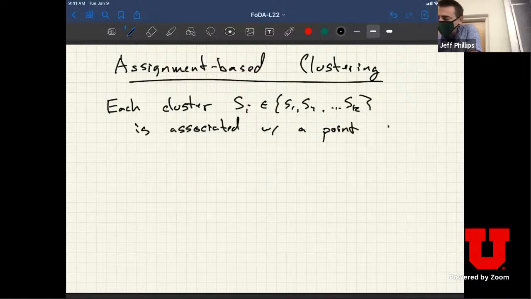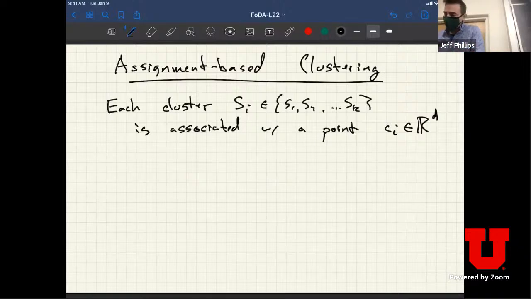I'll call this point c_i, and this will be a point in R^d in this class. I think the book might use uppercase S, but it's hard to tell, at least with my writing, since uppercase and lowercase s's look too similar. So we use a lowercase c. And this we'll think of as the center of the cluster.